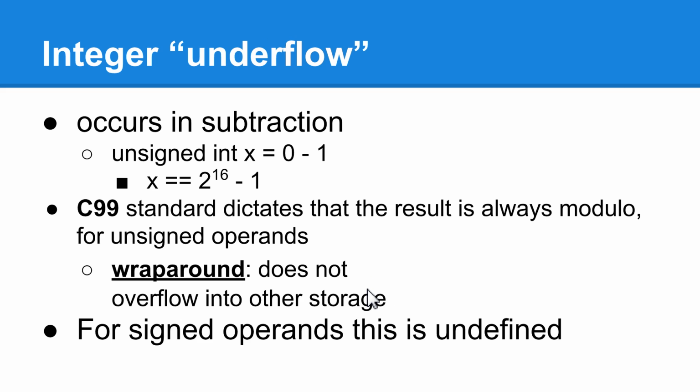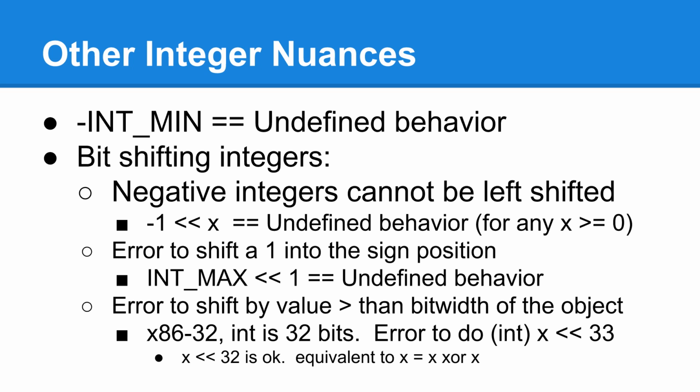Which leads us to underflow, which can only occur in subtraction. So for unsigned int x, 0 minus 1 is effectively the same as 2 to the 16 minus 1. The C99 standard dictates that the result is always modulo for unsigned operations, and it will wrap around even in subtraction. However, for signed operands, this is again undefined. So INT_MIN minus 1, and accordingly negative INT_MIN, results in undefined behavior, oddly enough.